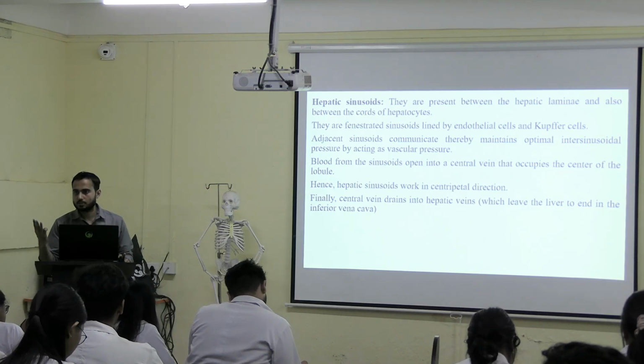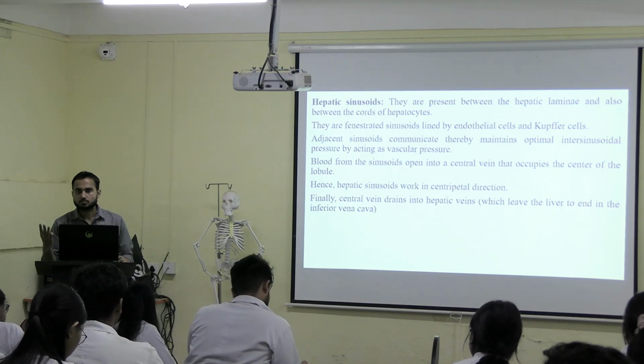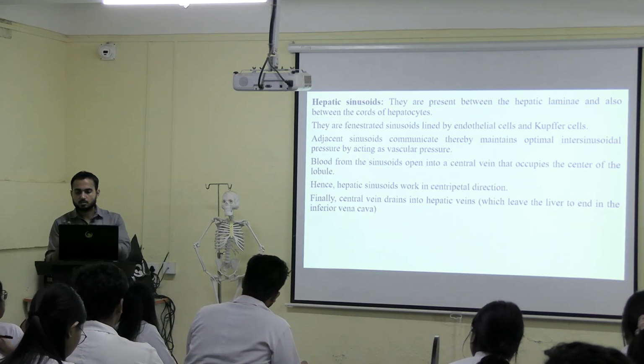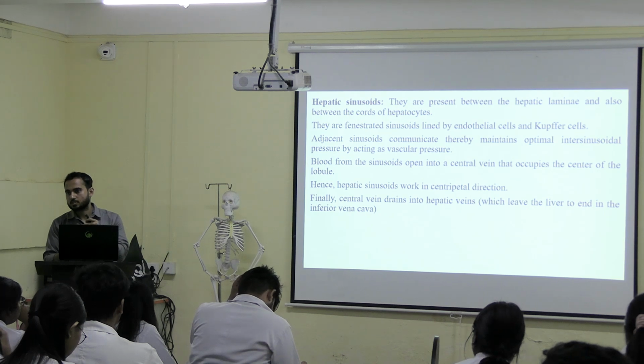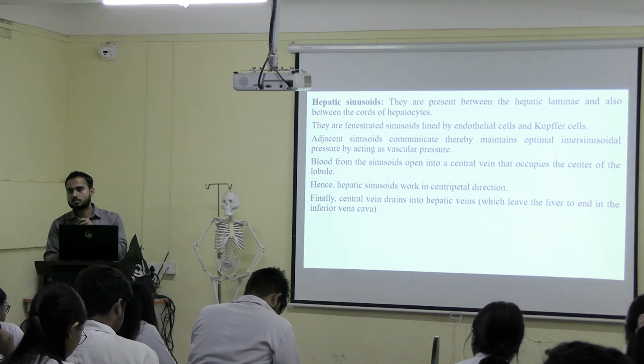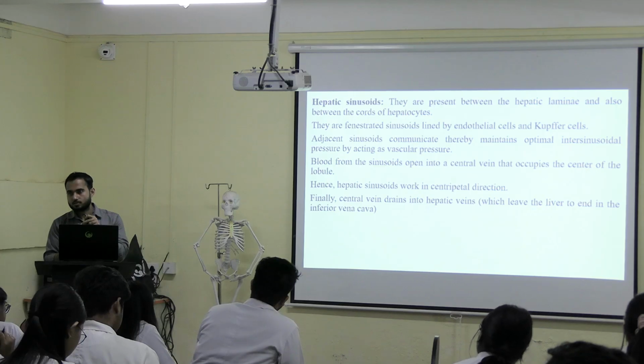Capillary has 3 types. Can anyone tell me what are the 3 types of capillary? One is continuous, one is fenestrated, and another one is sinusoid, also called as discontinuous. Continuous, fenestrated, and discontinuous, which are also called as sinusoids.